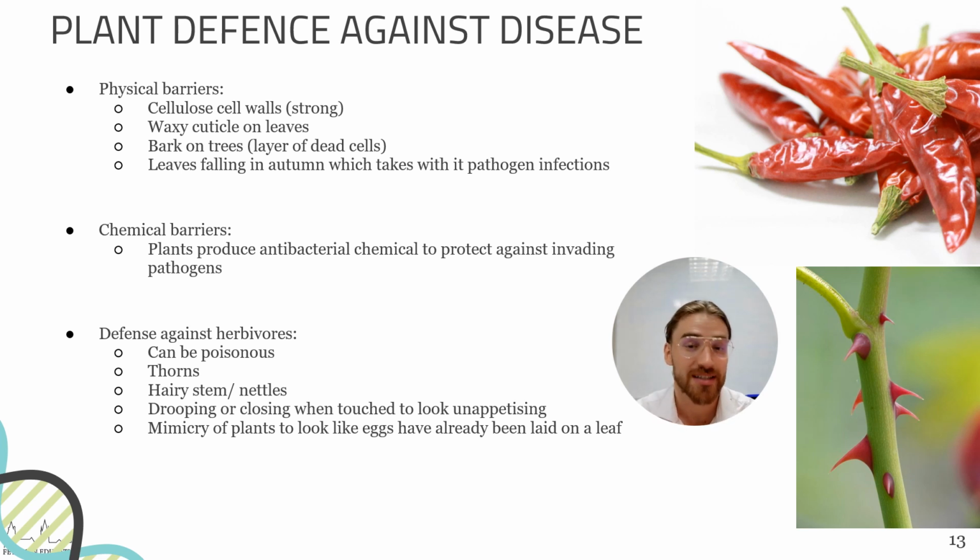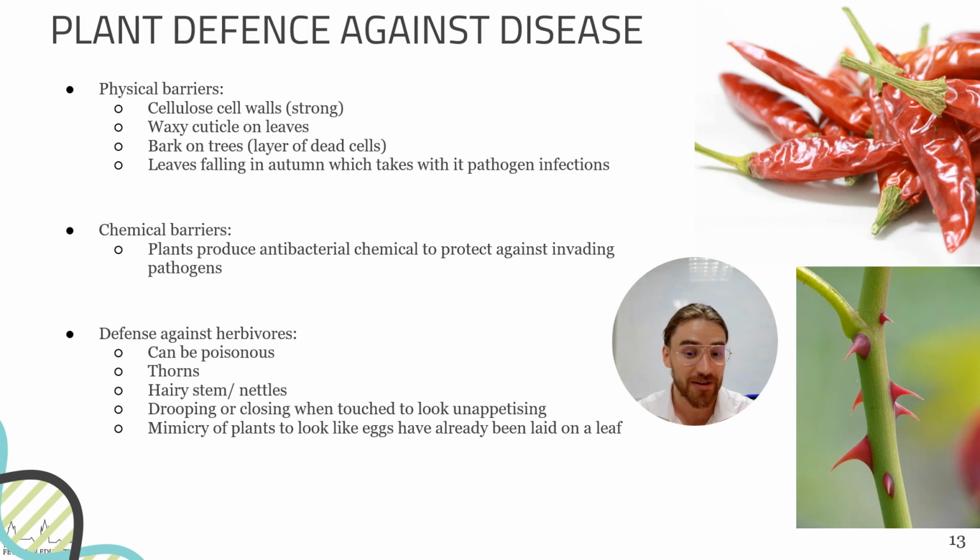Humans can then use these antibacterial chemicals to make medicines. And the defense against herbivores. Now this can be physical or it can be chemical. Physical would be your thorns, having a hairy stem, spines such as your poison ivy, that will inject you with some chemicals that'll make you very itchy.